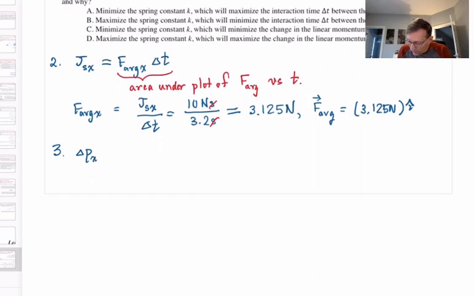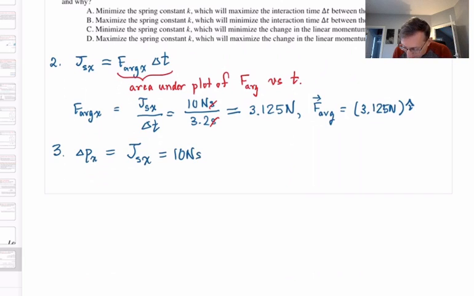Let's use this new theorem we've got, the impulse linear momentum theorem, to get delta p sub x. The impulse linear momentum theorem says the change in the x momentum of your particle equals the net x impulse, which for us is coming from the spring. But we know what J sub x is in this problem: 10 Newton second. So that's delta p sub x.